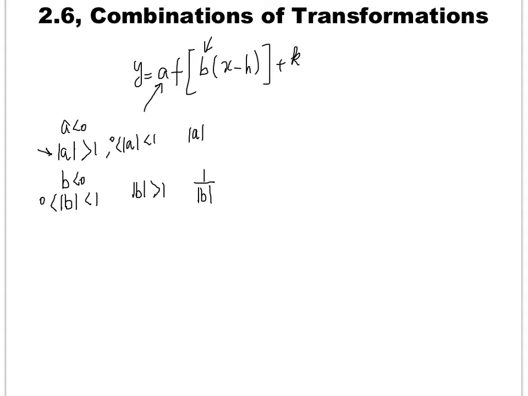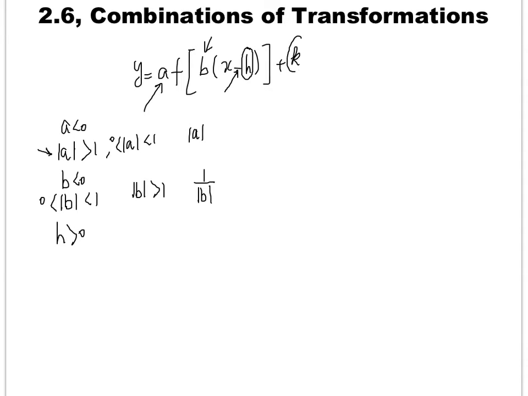And the constant h. If you look at the equation, it is already in the form of x minus h. If h is positive or greater than 0, we are going to translate or move the graph to the right by h units, and if h is negative, we are going to move it left along x-axis by h units.